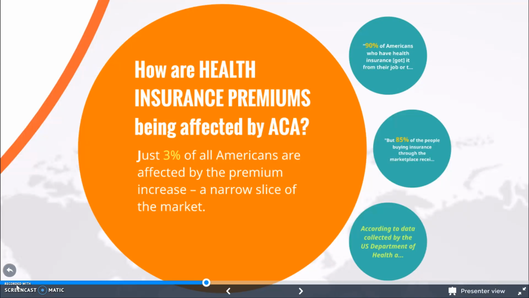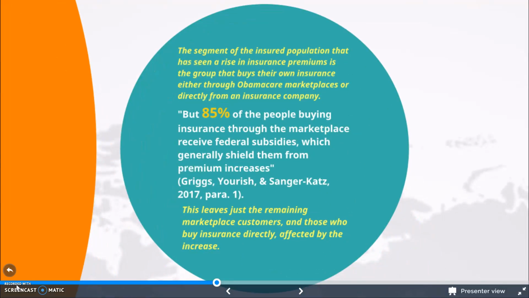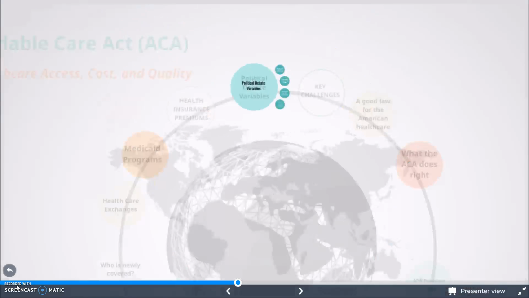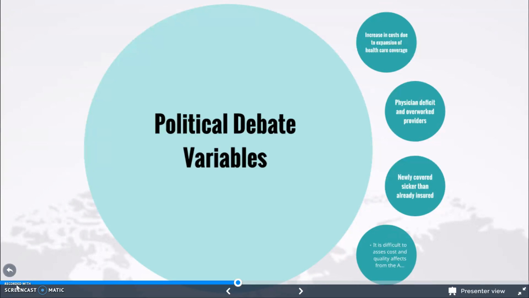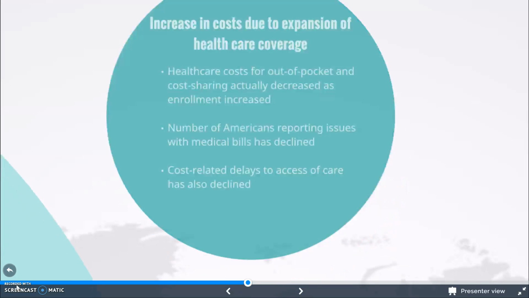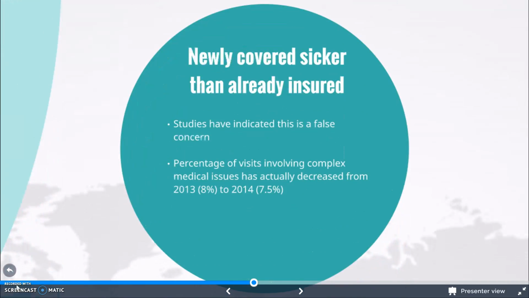Just skimming along, here is how insurance premiums are being affected by the ACA. With the passing of the ACA came a lot of political views, debates, and oppositions. One of them is the increased cost due to expansion of healthcare coverage, meaning healthcare costs for out-of-pocket and cost sharing actually decrease as enrollment increases. Physician deficit and overworked providers. Newly covered sicker than already insured.